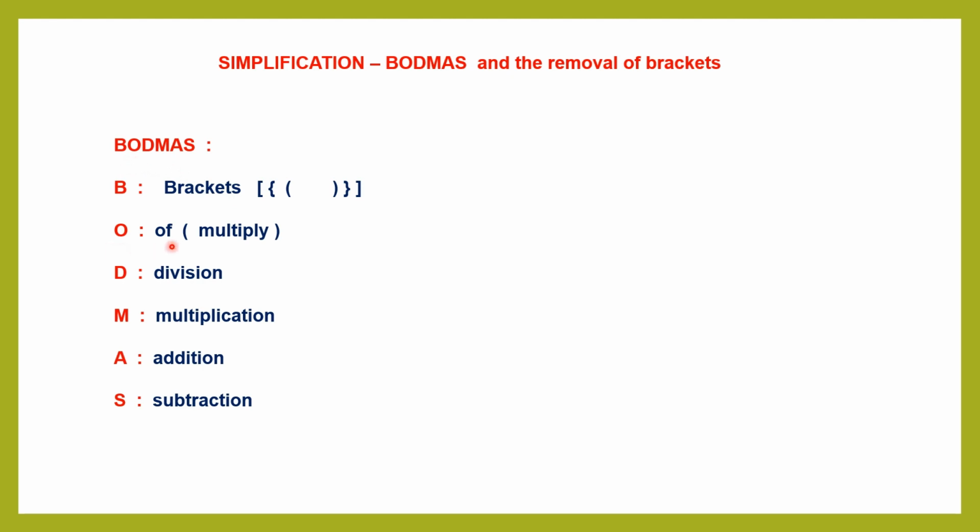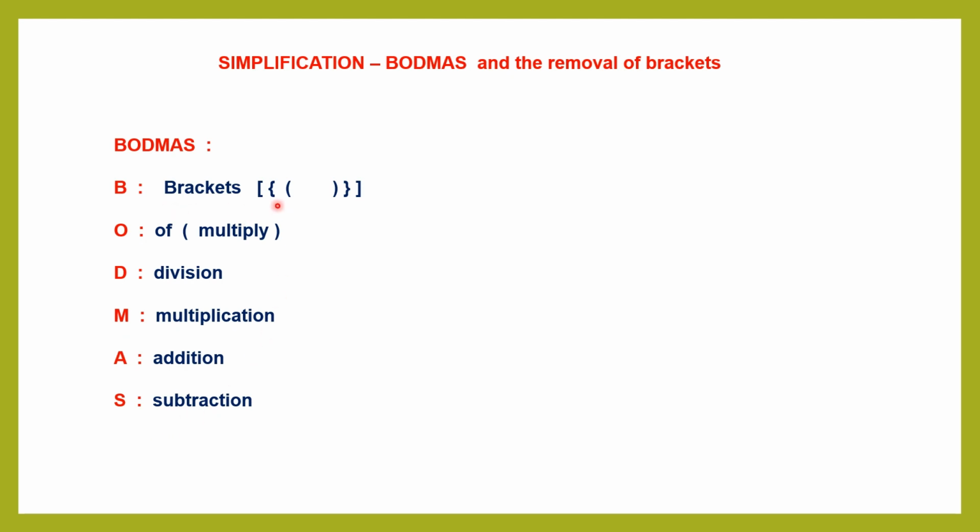Then O, which stands for of, that has to be done next. D for division should be done after that. M for multiplication, after division it should be done. A for addition after multiplication, and finally only subtraction has to be done. So BODMAS is giving us the order in which we have to work out operations in an expression.